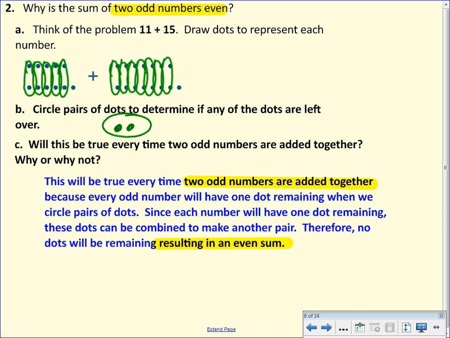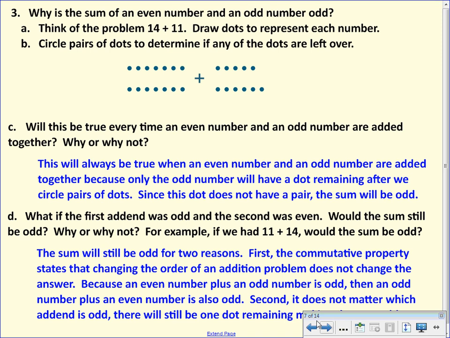All right, we know even plus even is even, odd plus odd is even. Let's see what happens when we do an even plus an odd. They're saying here an even and an odd will be odd. So let's see if we could prove that. Let's think of an example, 14 plus 11. So draw your dots, represent 14 plus 11, and we'll start circling groups.